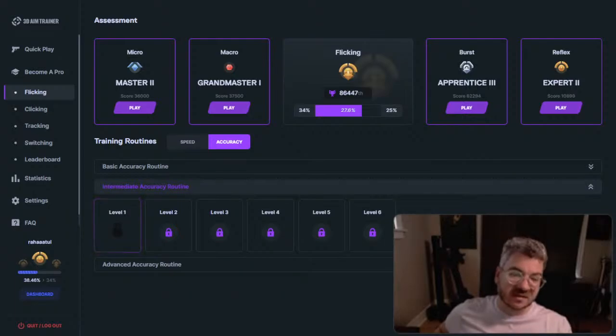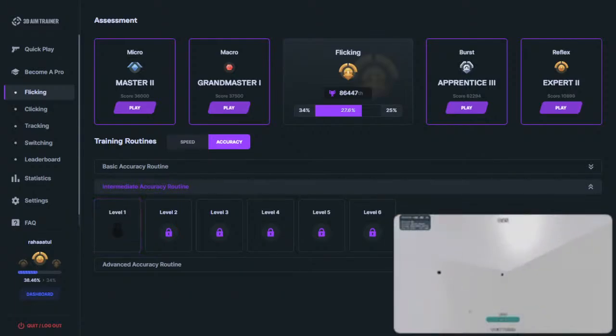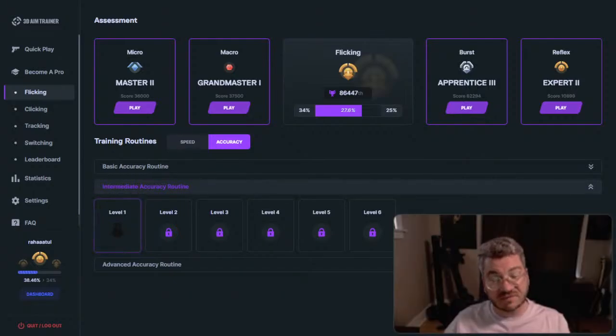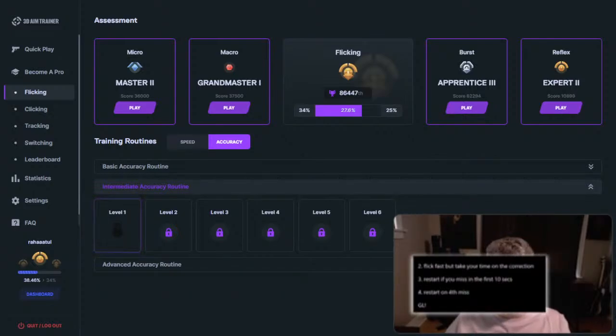Proper static technique consists of two main parts: a fast flick between the targets and a slower micro adjustment to cover the remaining distance. That's it. It's dead simple. This tweet, in my opinion, is the most optimal way to train the static technique. If you take only one thing away from my whole video, this is it. Essentially, flick fast, micro adjust slow, and reset if you miss in the first 10 seconds, reset after 4 misses total.